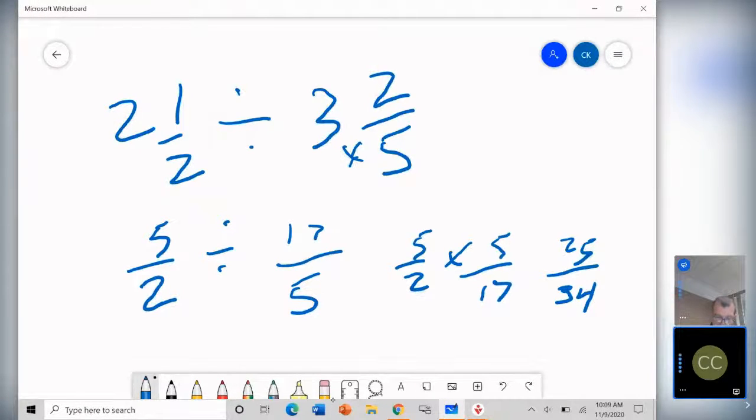So the biggest thing when we're doing division, you guys, is you take the reciprocal, you invert. You flip this second one over, and when I flip 17 over 5, it becomes 5 over 17. Okay, let's try another one.